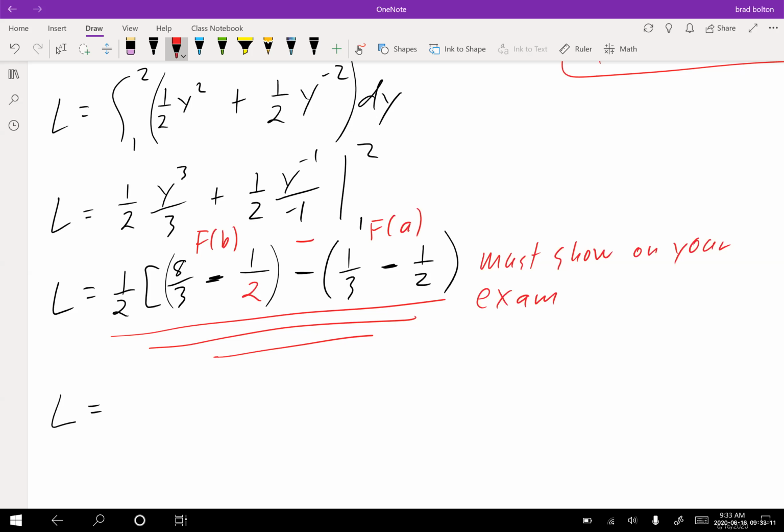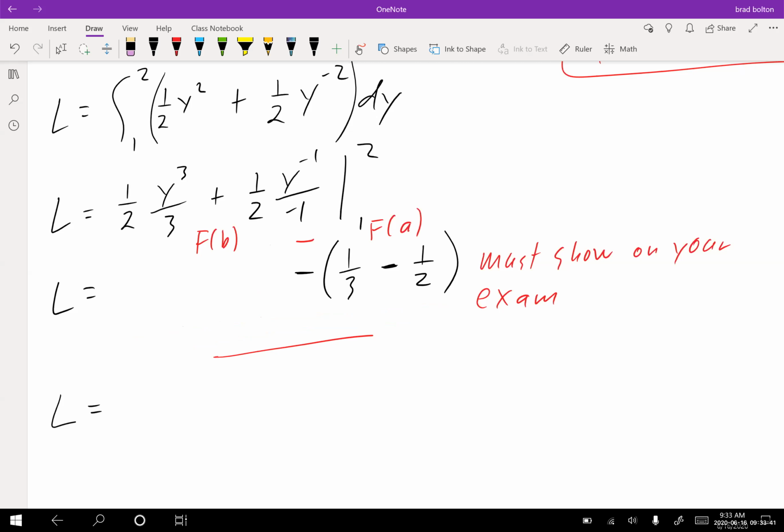So we're going to do 8 divided by 3 minus 1 divided by 2. Now we're going to do minus 1 divided by 3 plus 1 divided by 2. Now we're going to multiply that by 1 divided by 2. That doesn't seem right. Let's see here. Let me write this out, guys. I must have made a silly mistake in here, and I'm trying to fix it.